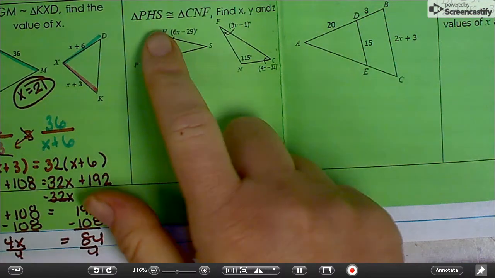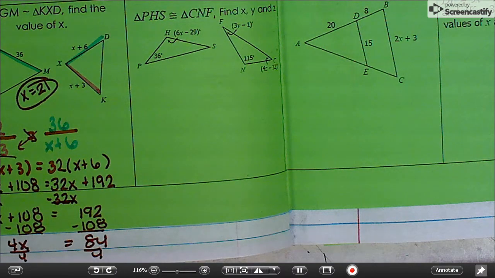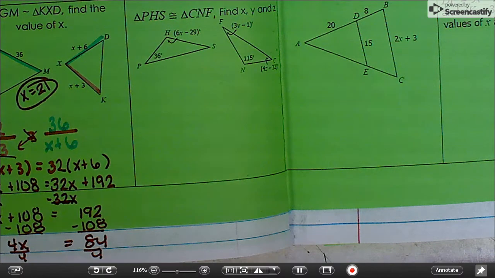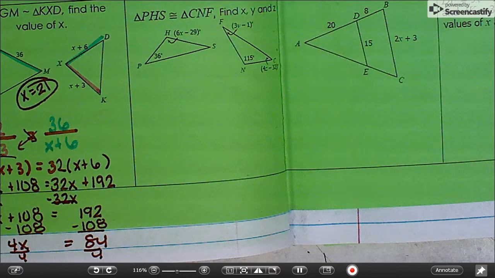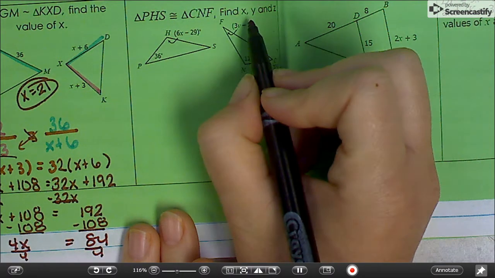All right, so for this next one, it says triangle PHS is congruent to triangle CNF. Find x, y, and z. This time I'm going to talk through it instead of using the color coding to see if that also makes sense to you. I'm going to find where my x is and go from there.